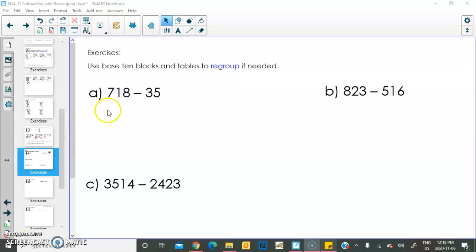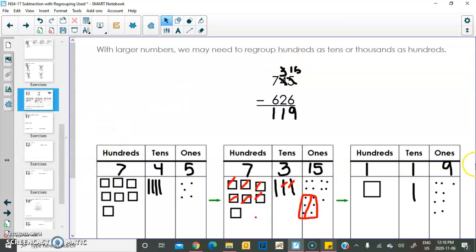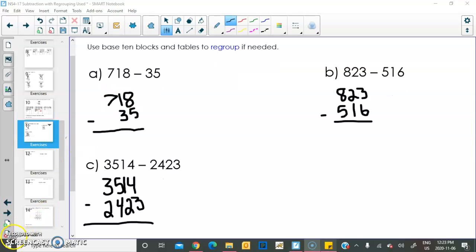Okay, grade 4s, I want you to do A, B, and C, either using the standard algorithm or the chart that we did earlier in this slide. So I want you to pause that screen and subtract and find the answer for A, B, and C. Okay, boys and girls, let's do A together.